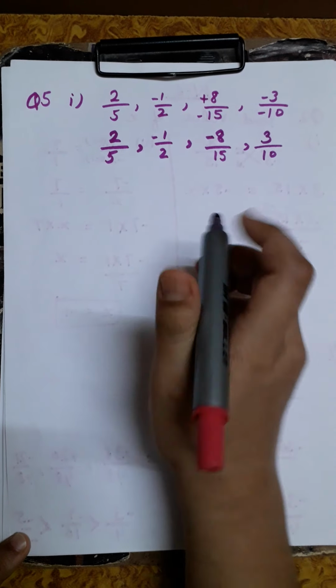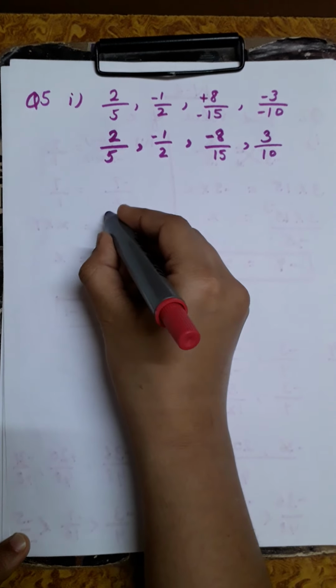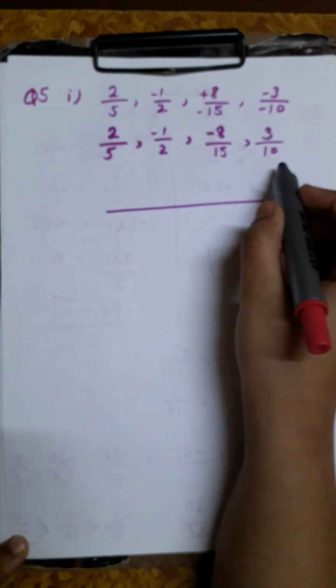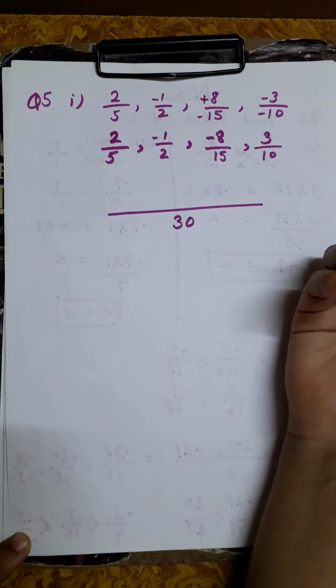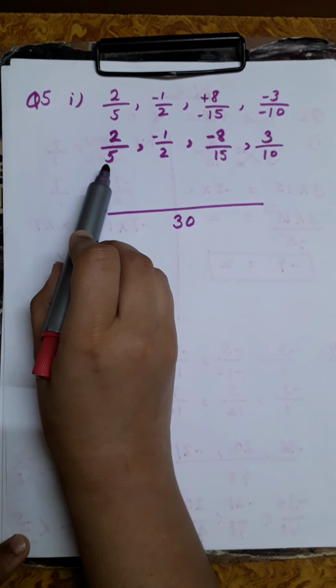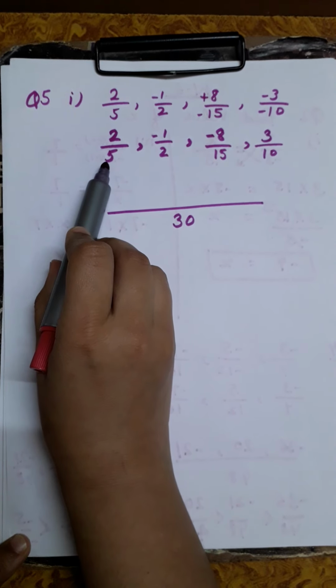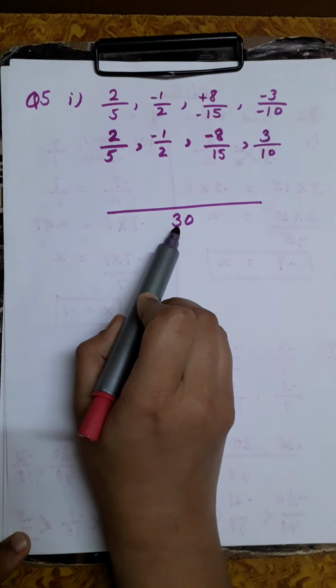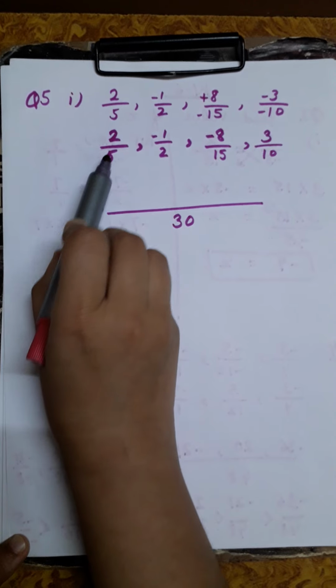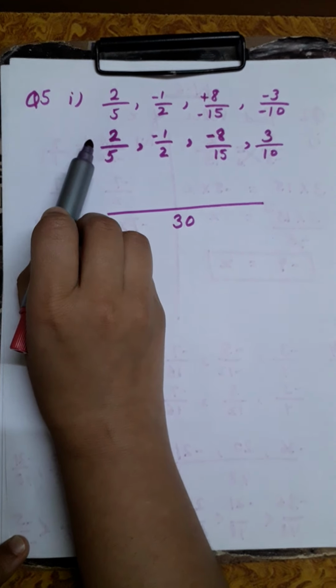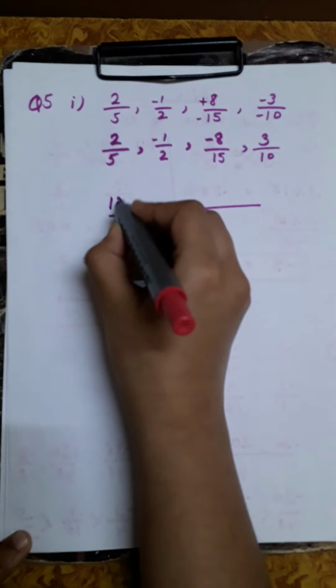Now we can compare. So first of all, we'll take the LCM. What will be the LCM of 5, 2, 15 and 10? You will solve it and you will find the LCM will come 30. So for the first term 5, what number should be multiplied with 5 to make it 30? It should be 6. If 5 is multiplied with 6, then 2 must be multiplied with 6 only. So it will become 12.